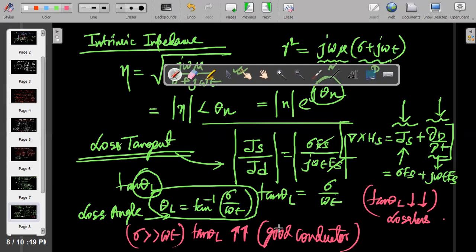So theta L actually determines how lossy a medium is. But for a good conductor, your tan theta value will be very high because sigma is very, very high. If it is lossless, then tan theta, or the loss tangent, will be very small. Up to this is clear or not? Tell me. One by one, we are approaching.